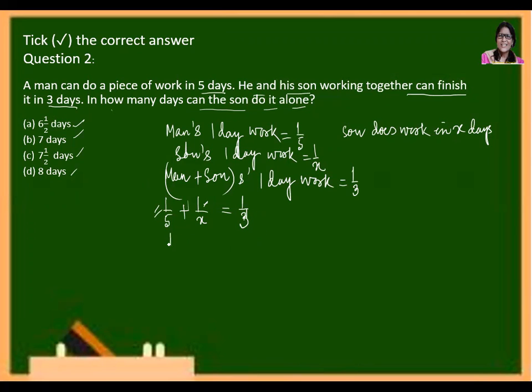So find X now. 1 by X is equal to 1 by 3 minus 1 by 5. LCM is 15. 5 minus 3, that will be 2 by 15. So what will be X? X is equal to 15 by 2. So 15 by 2 means 7.5. So in 7.5 days, he will finish the work. Where is the answer? C is the answer.